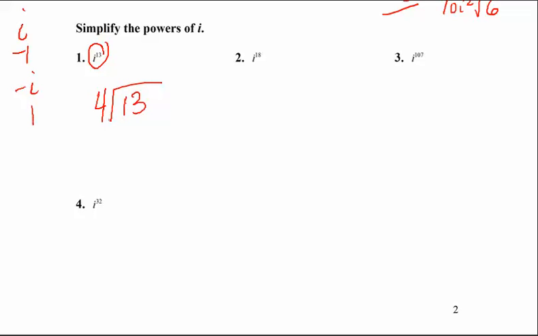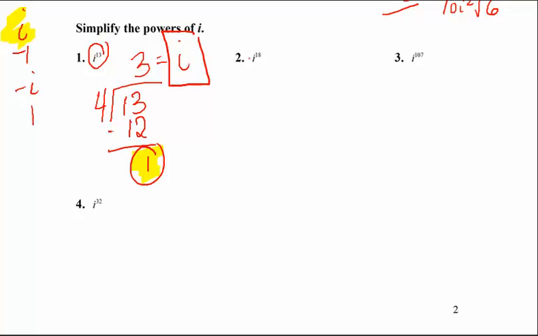So 4 goes into 13 3 times. 3 times 4 is 12 with a remainder of 1. Now the remainder tells you which position you land on in the list of the powers of i. So we're at position 1, and so this is actually going to reduce to just an i. So let's try example 2.